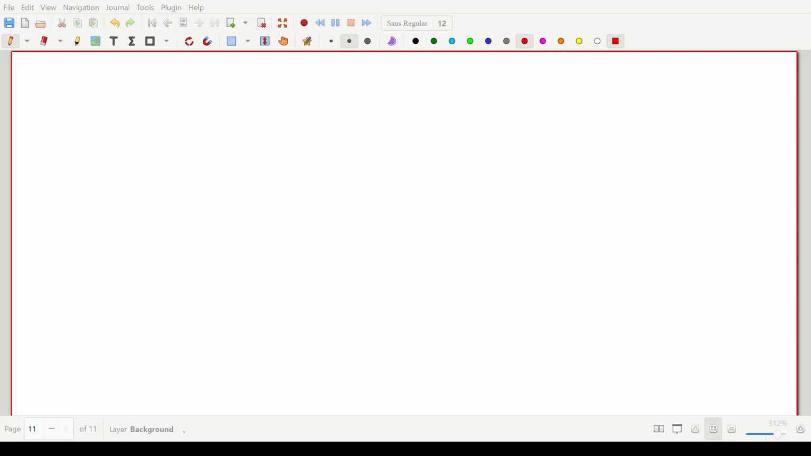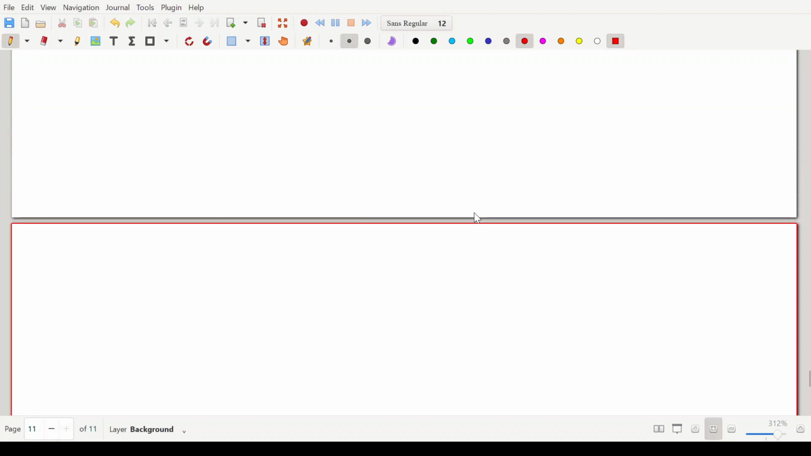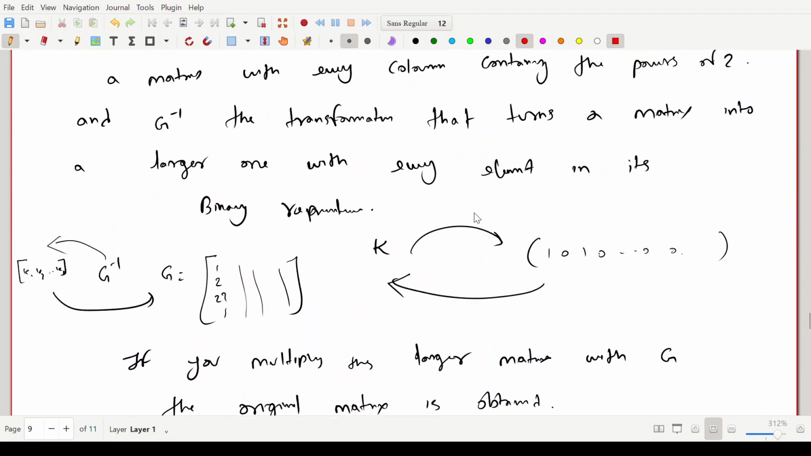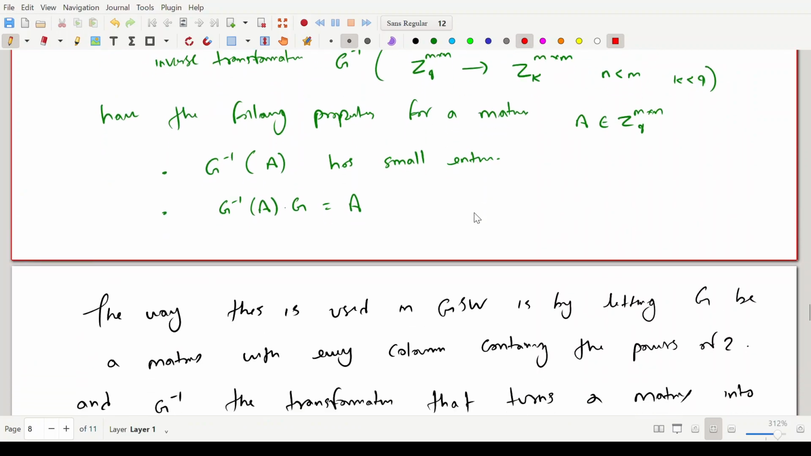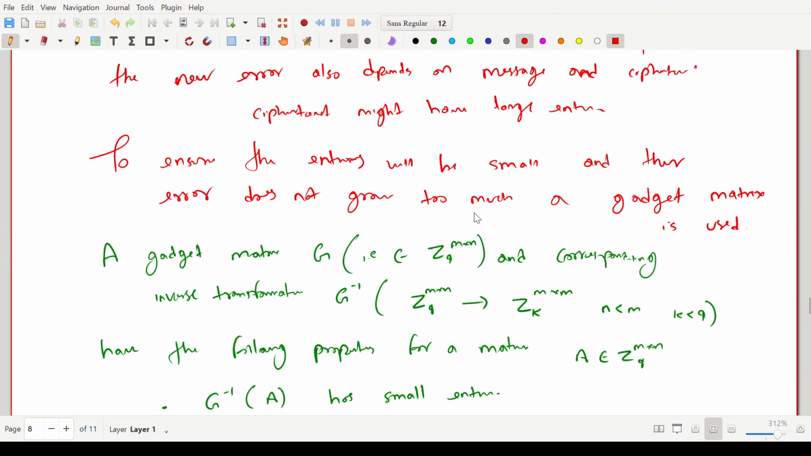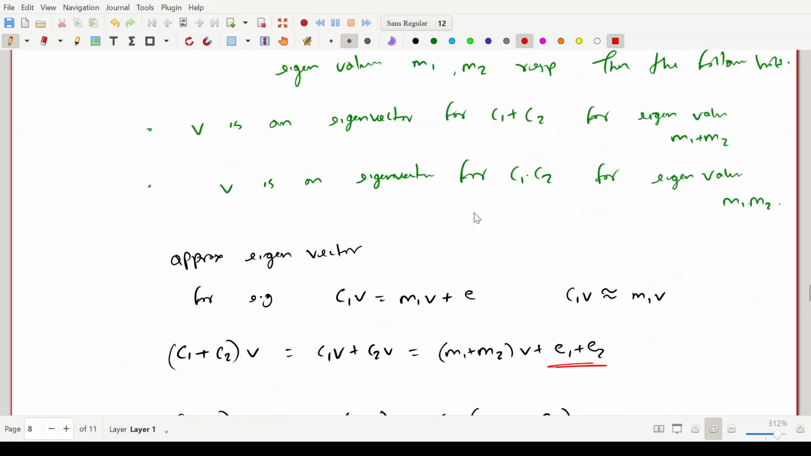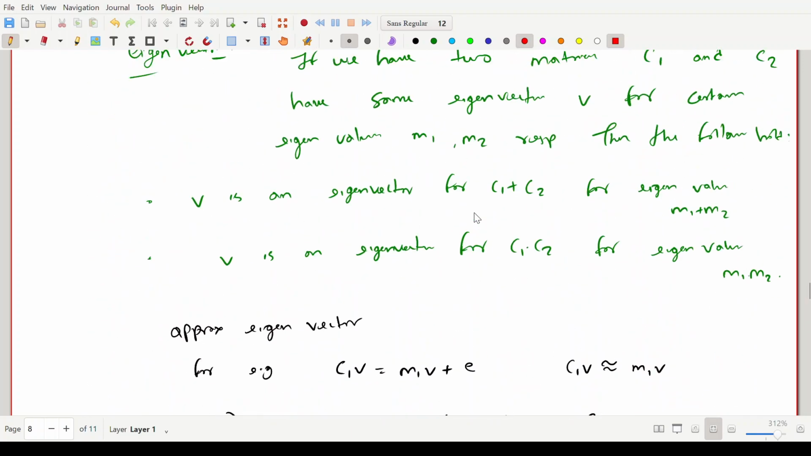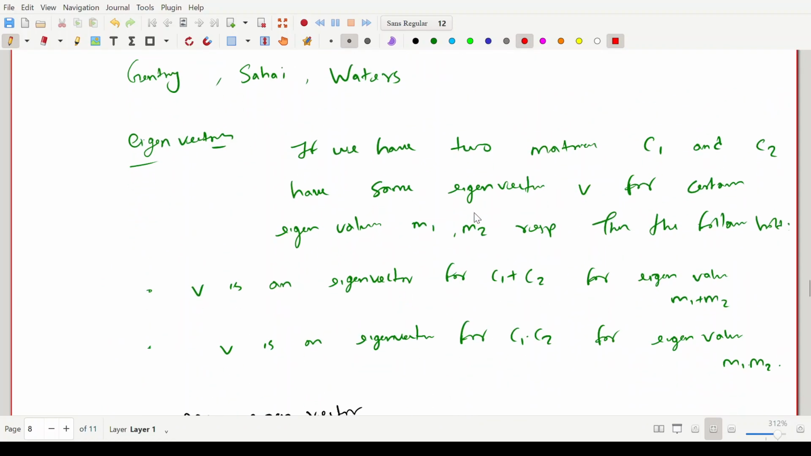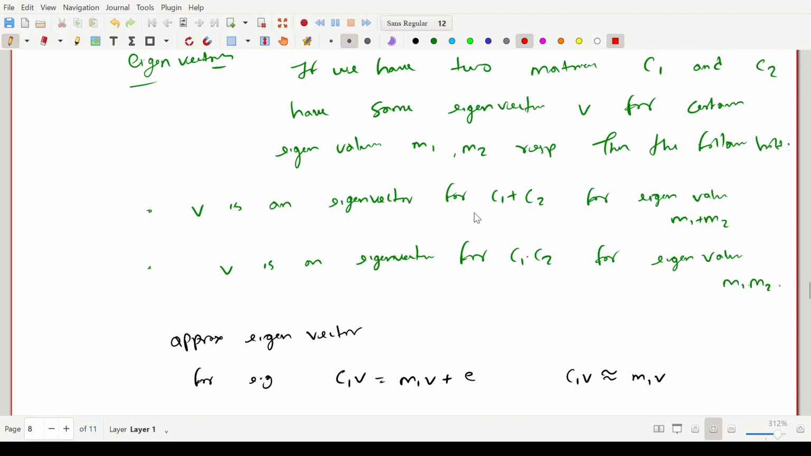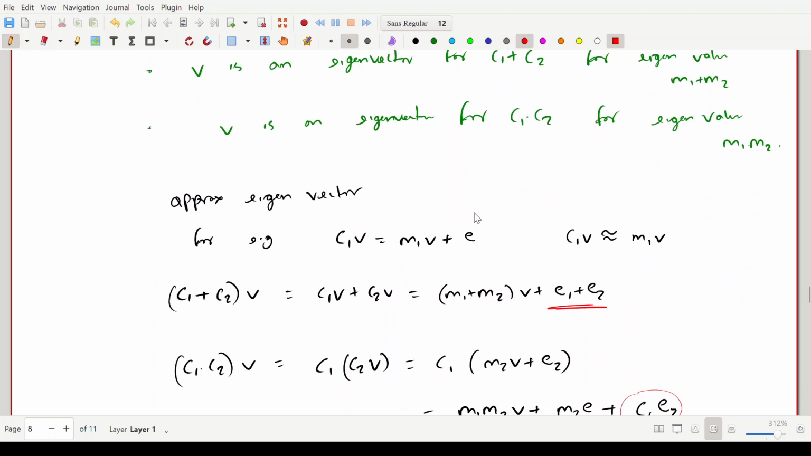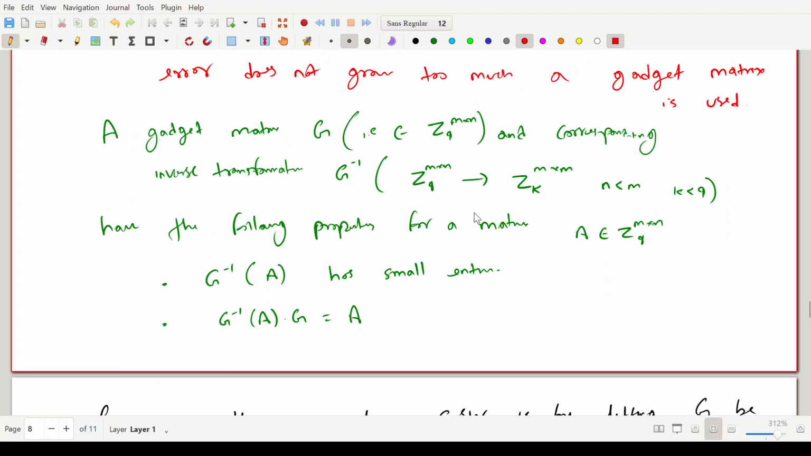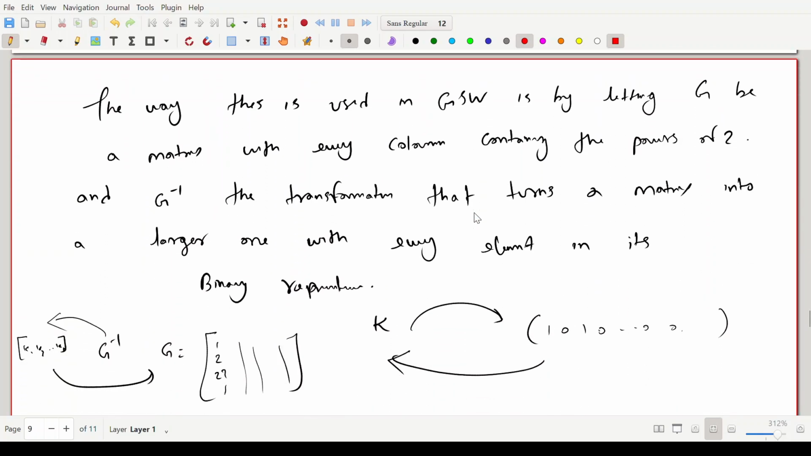Hello everyone, welcome back. In the last class we have seen what is the GSW protocol. Let me quickly recall. In this class we are going to see what is multi-key FHE of this GSW. What happened in the GSW protocol? As I told you, we are going to use the approximate eigenvector technique, correct? And we'll be using a gadget matrix to reduce the size of the error.